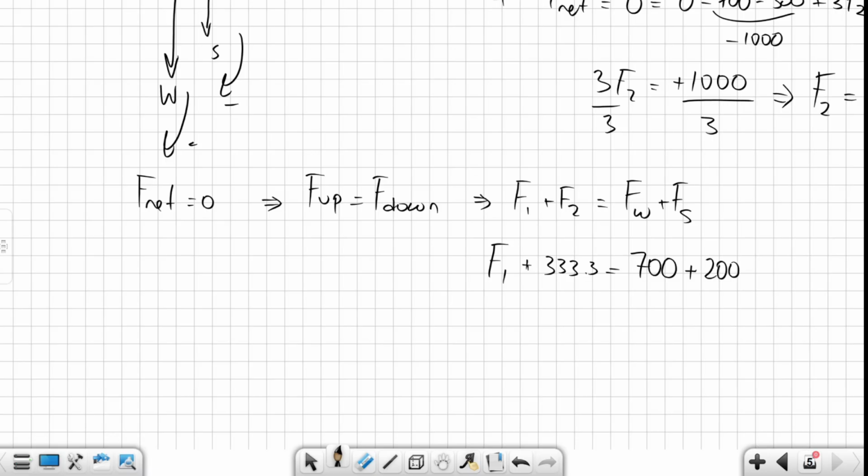Please remember that it's not 300 because we are talking about the force. The 300 was the torque. And take the 333 to the other side. So F1 will be equal to 900 minus 333.3, which is equal to 566.7 Newton. That is the answer for F1.